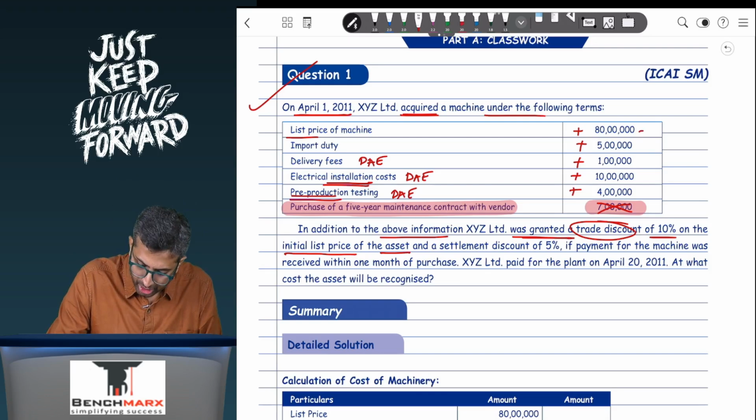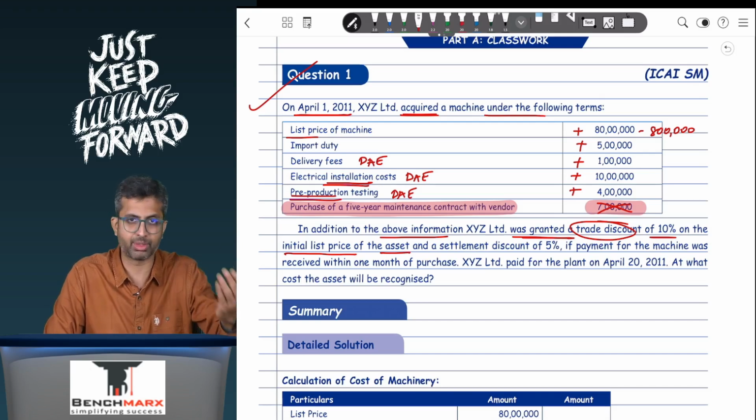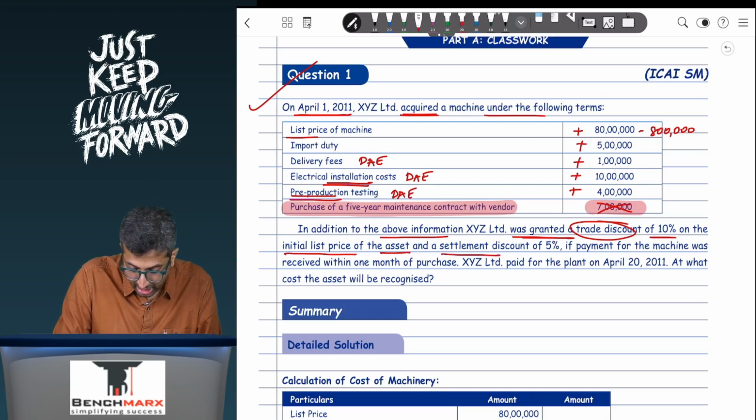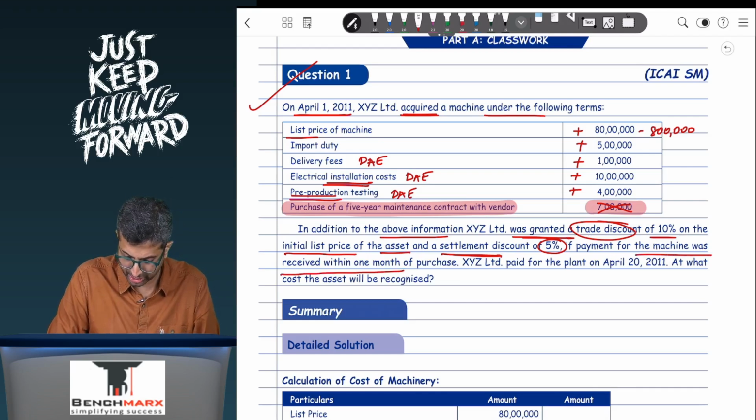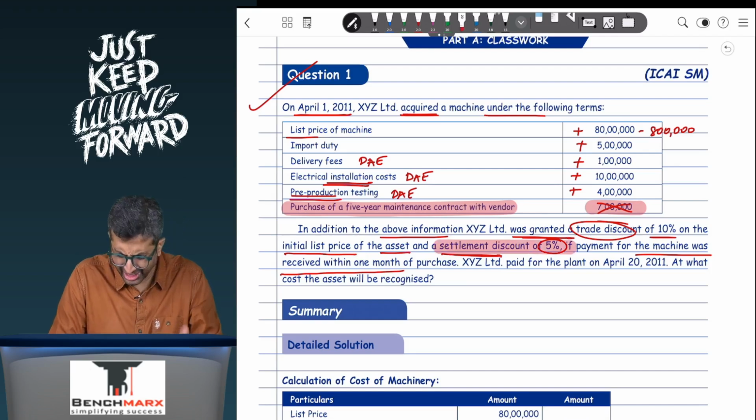Deduct. So 8 lakhs minus 10%, this is let's say 80 lakhs minus 10%, this is 8 lakhs and hence 72 lakhs. And a settlement discount of 5% if payment of the machine was received within 1 month of the purchase. Okay, there are two types of discount. One is a trade discount and one is a settlement discount of 5%.